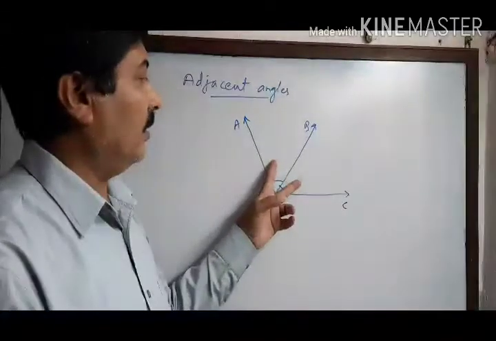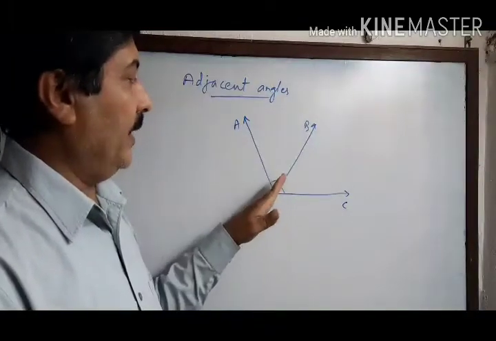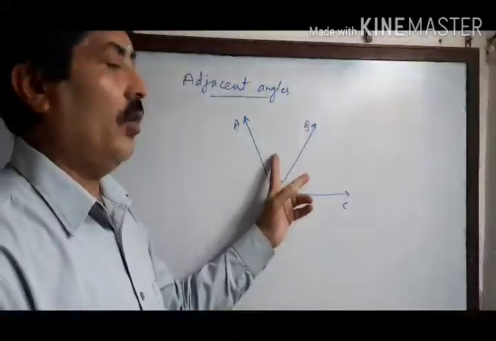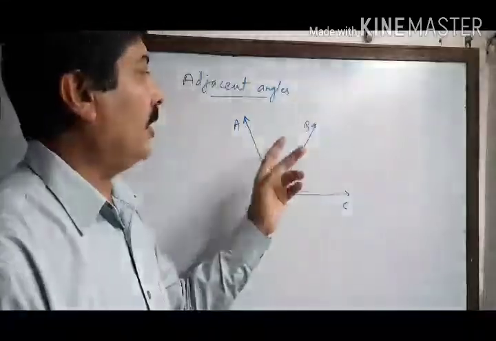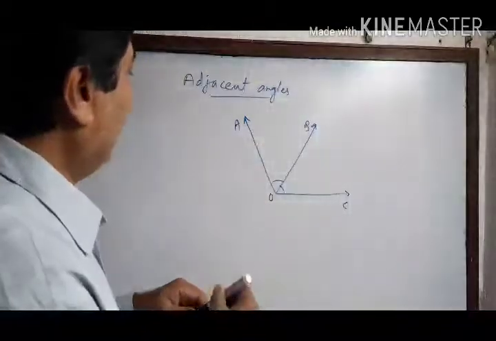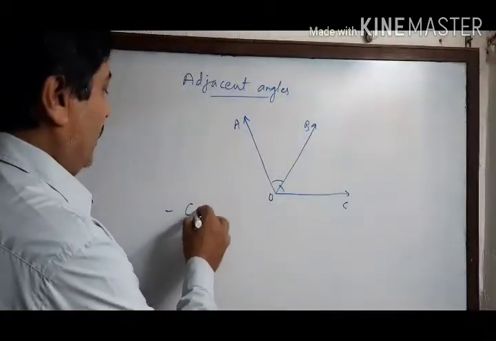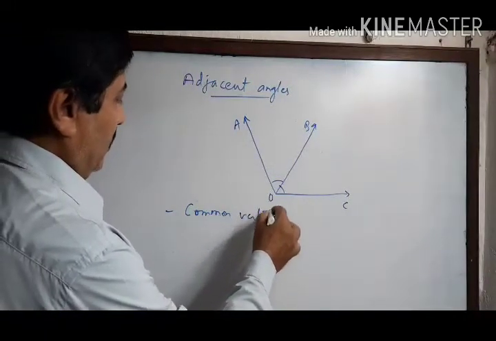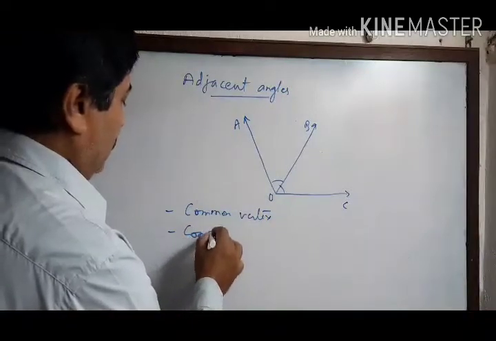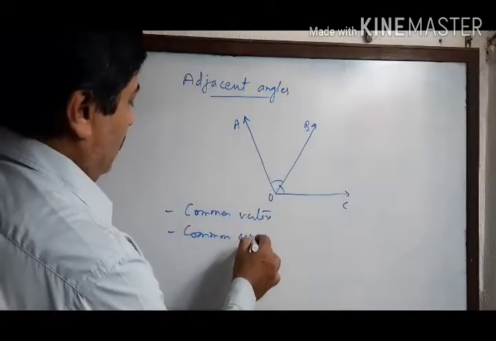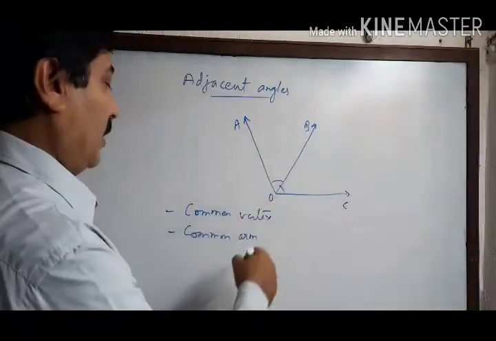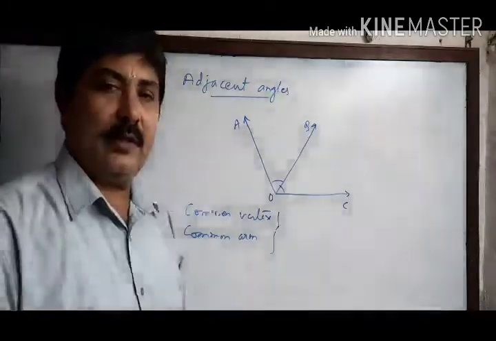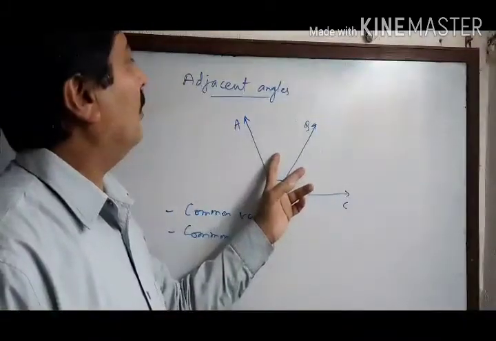And both angles are divided by this line, this OB. That means they have a common arm. So both are called adjacent angles. That means adjacent angles, we can say, have a common vertex and a common arm. Arm means side of the angle. So these two, if you find, you can say that they are adjacent angles.